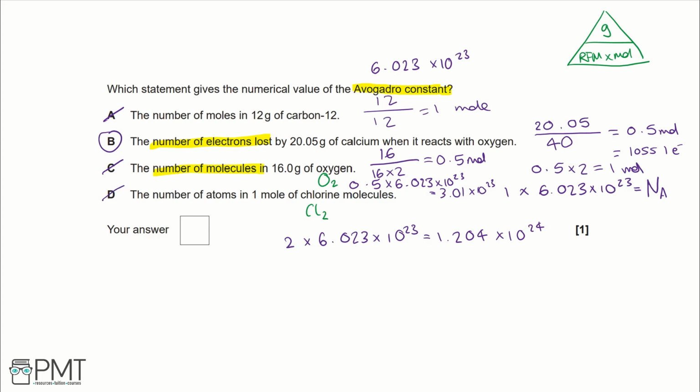Therefore, our answer is definitely B, so we can write this in the answer box provided, and to get the mark for this question, you need to write B in the answer box provided.